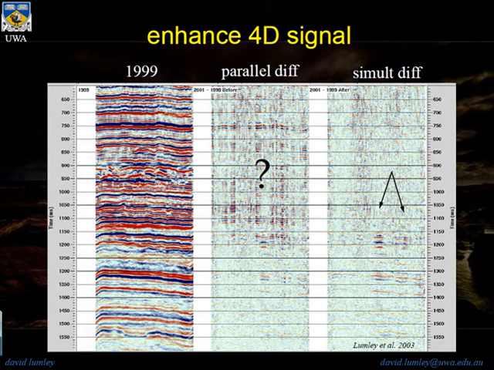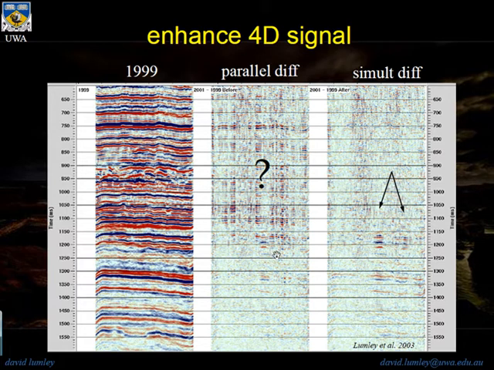The other side of the equation is enhancing the 4D signal. I've been talking about decreasing the noise, but we could also develop smarter imaging algorithms to enhance the signal. And here's an example. In fact, this is one pretty close to you here. This is from Weyburn. These are carbonate sections, and this is the first survey, the '99 survey, and then I'm showing the difference section.